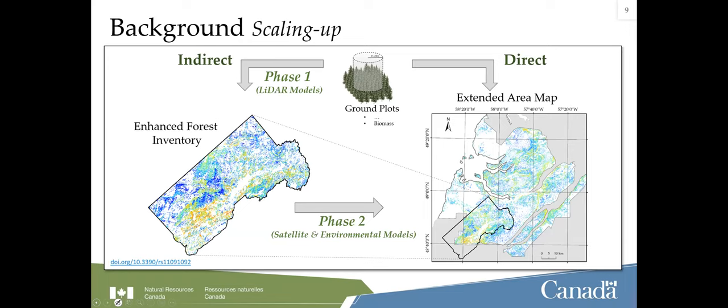In previous research here, we demonstrated that using an indirect approach, or a two-phased model, where we produce EFI attributes using the ground plots and the LiDAR data, and then use these predictions as surrogate plots to calibrate the model with our spatially comprehensive layers to produce maps for our larger area, we've done that with fairly good results. And there are benefits in doing this two-phased indirect approach. Model performances are better than going directly from the ground plots to these spatially comprehensive layers.